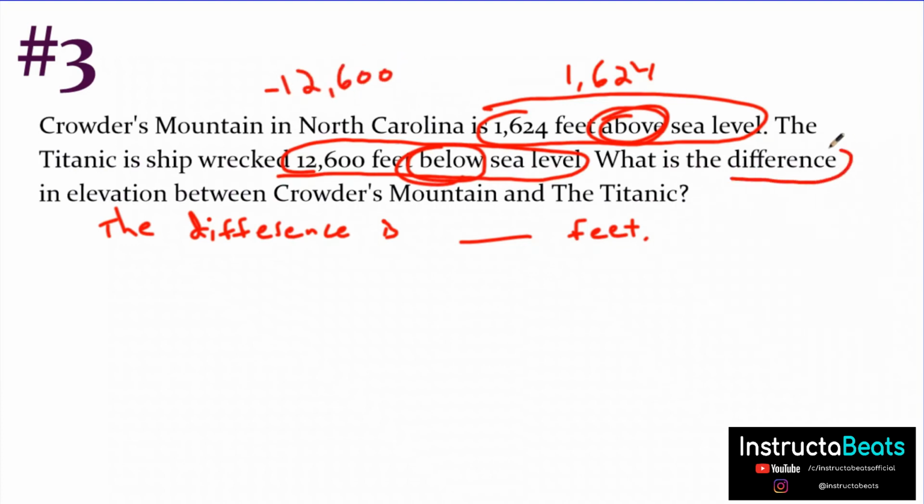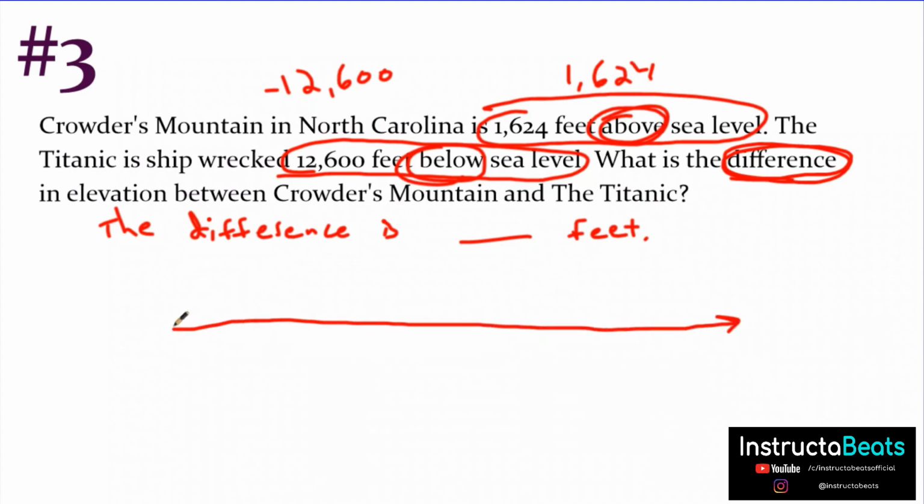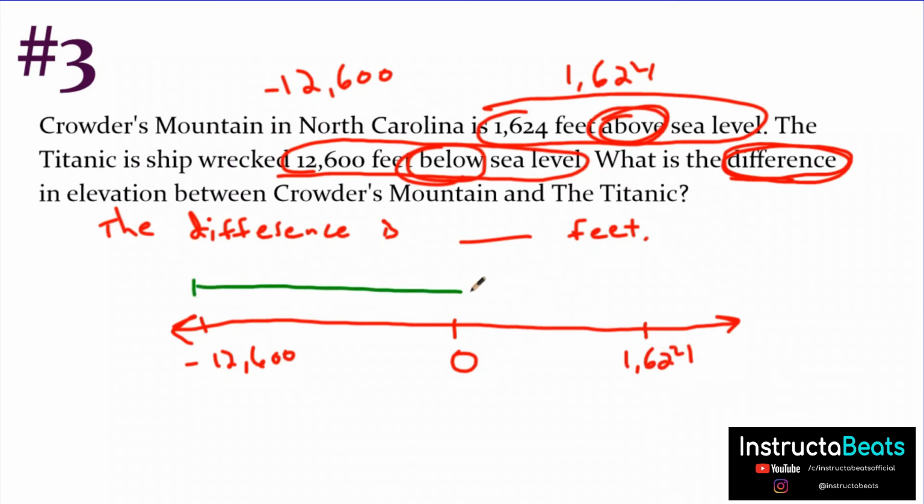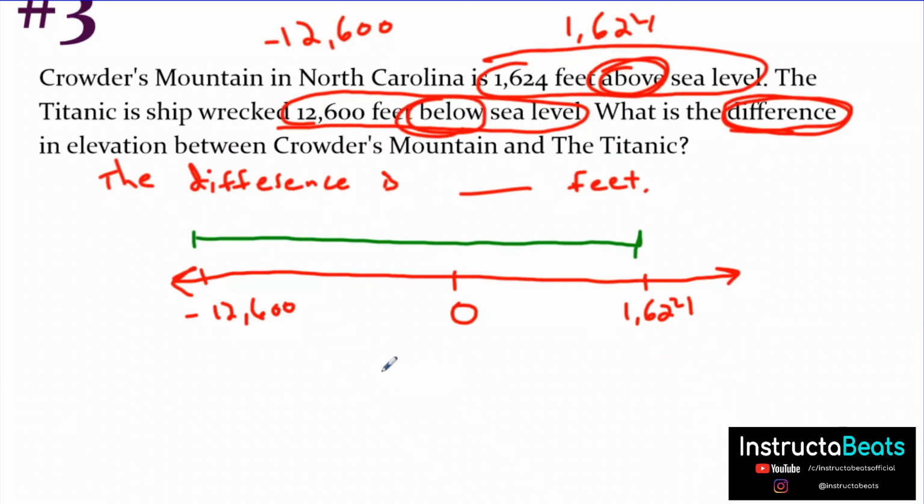And I'm looking for the difference or the distance between those on a number line. So to help me out here, I'm just going to draw a rough number line, apparently a curvy number line. Here is going to be 0. I'm going to have negative 12,600 all the way here, and then over here I'm going to have positive 1,624. And I'm looking for the difference or the absolute value of the difference between both of these. So it doesn't matter which number you have first because you're just finding the distance between them. It's going to be the absolute value.